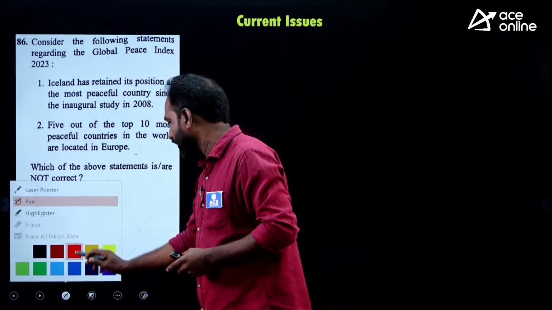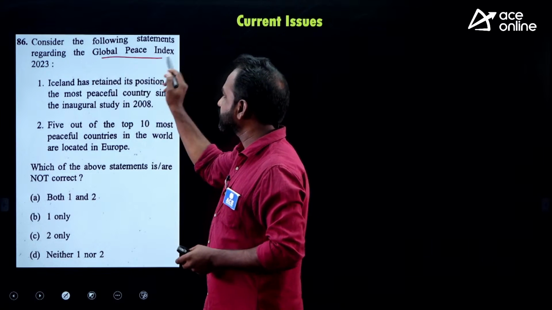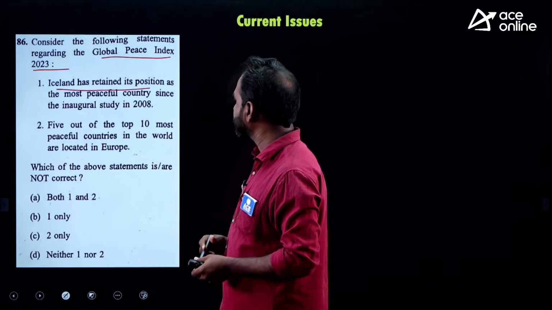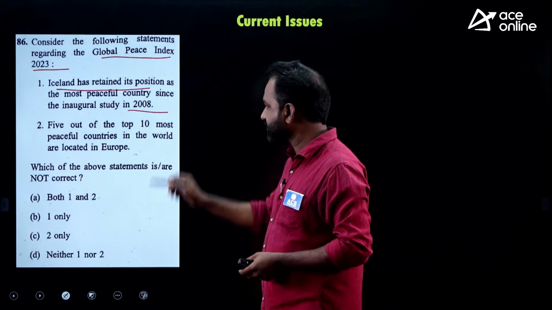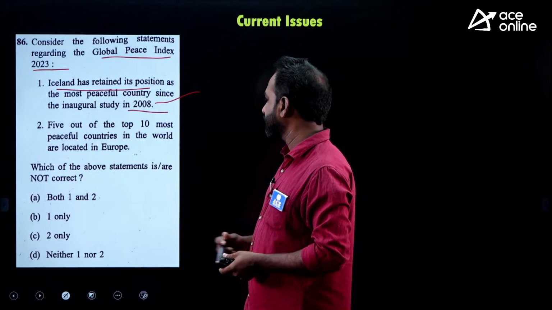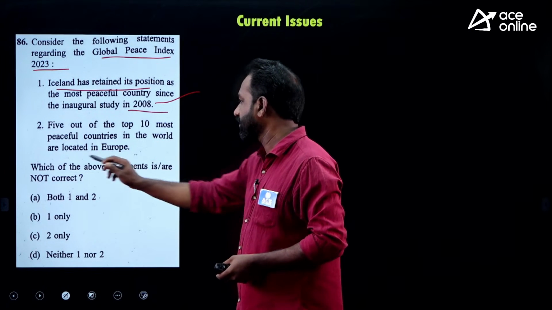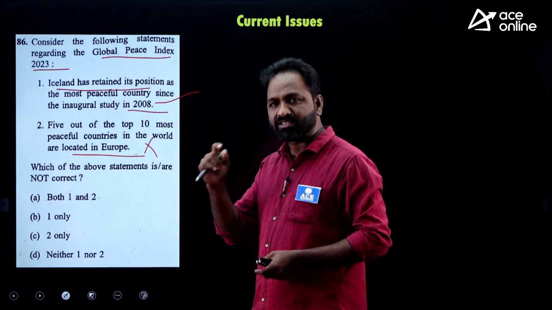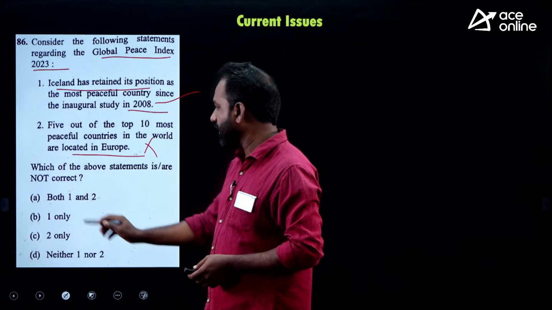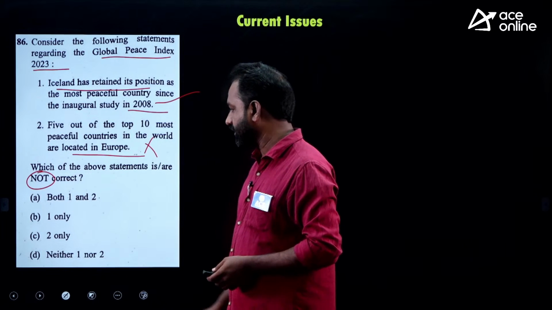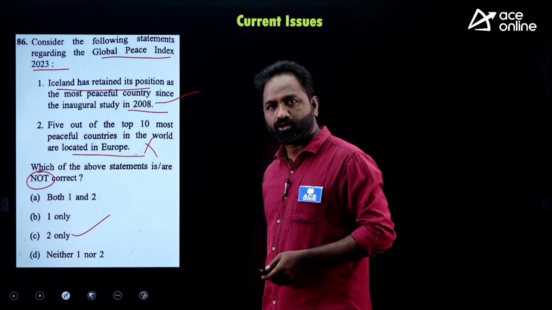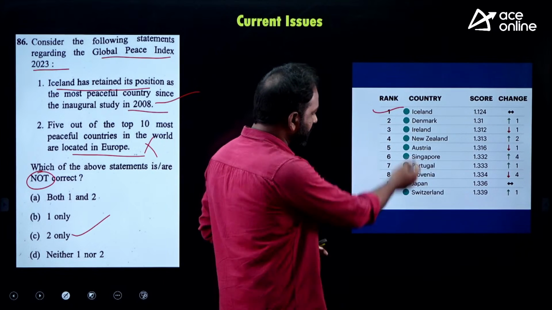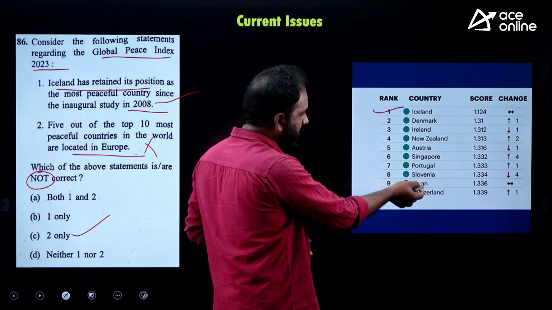Let us see. Okay, the first question is about the Global Peace Index 2023. Ireland has retained the position as the most peaceful country since inaugural 2008. This is right. 5 out of 10 countries, top 10 most peaceful countries in the world, located in Europe. This statement is wrong because out of 10 countries, 7 countries are from Europe only. So they asked about the not correct. Second is the not correct. So the answer must be 2 only. Then the proof is here. The rank, if you see, number 1 is Ireland, and out of 10 countries, 7 countries from Europe only.